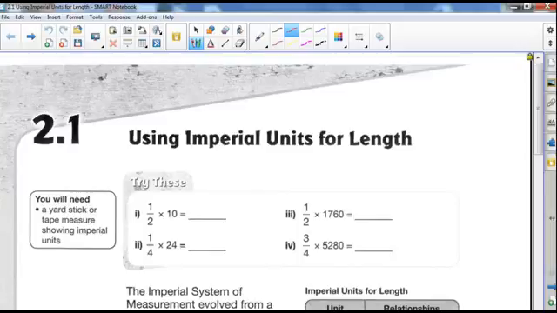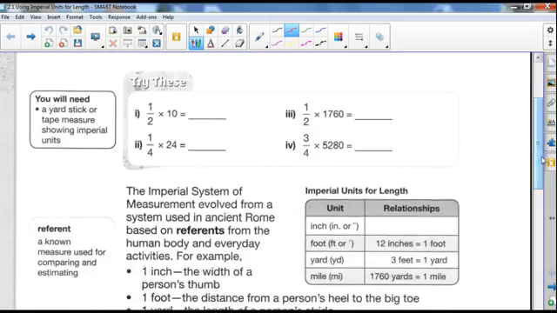Okay, this is 2.1, and we're going to be talking about imperial units for length. It will help if you have a ruler at your desk or a yardstick or maybe a measuring tape so you can see how imperial units are laid out. Let's do a couple of these, try these.